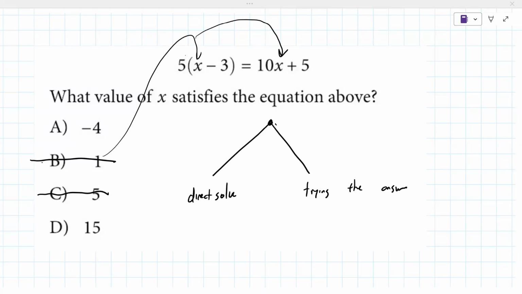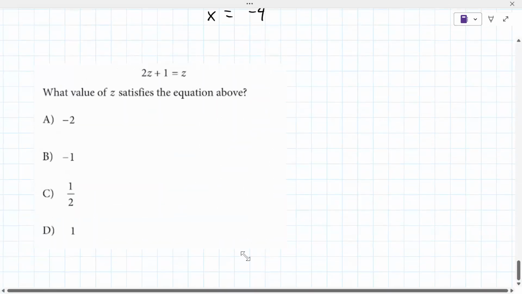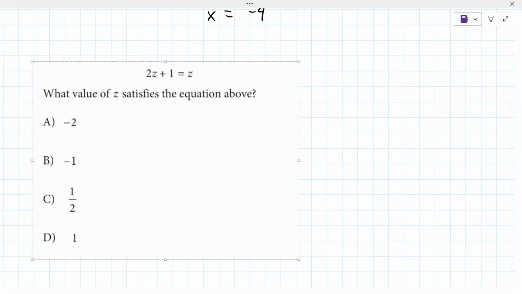All right, so here is another problem, and you can use any strategy you want. You can guess, which I don't want you to do, but you can either direct solve or try the answers. Go ahead and take a look at that, please. Okay. So just subtract 2z, I guess. I want you to solve this on your computer. Okay. I'm just gonna tell you right or wrong. Okay.